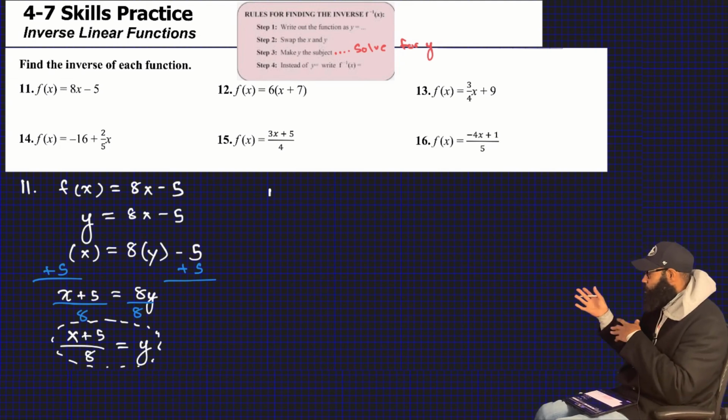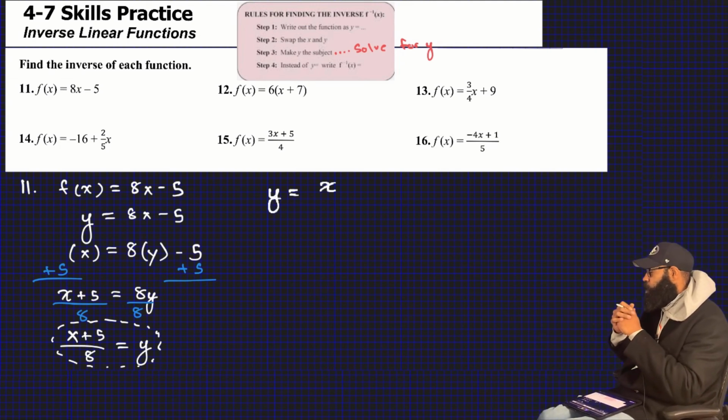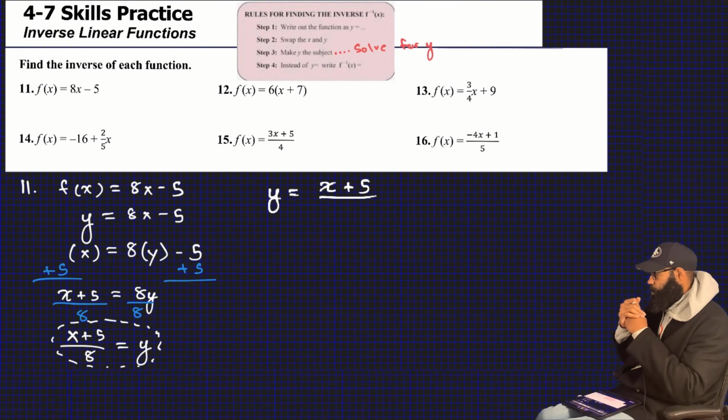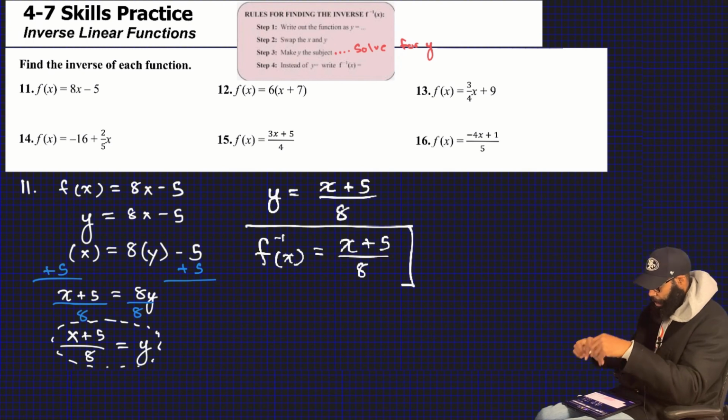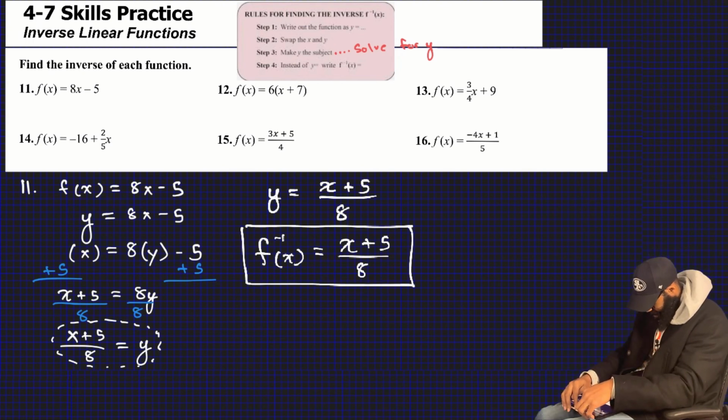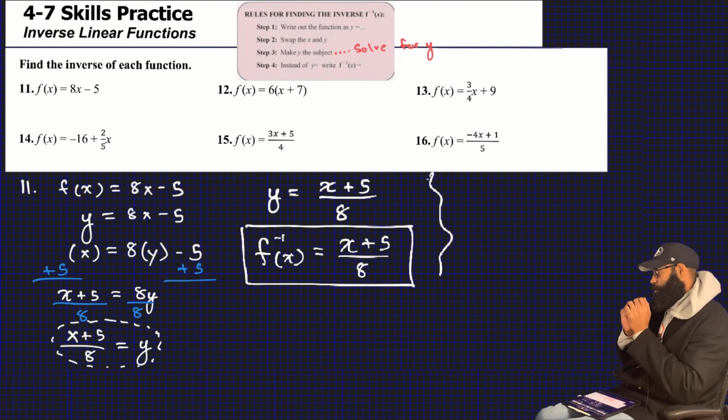So now the last step, this is where I'm talking about uncharted waters. Just being able to read it is pretty fun. So y is equal to x plus 5 divided by 8. Well, remember, guys, we were writing the inverse function. So the function of x, the inverse function of x. That's what that little negative 1 is there. So, we're done.